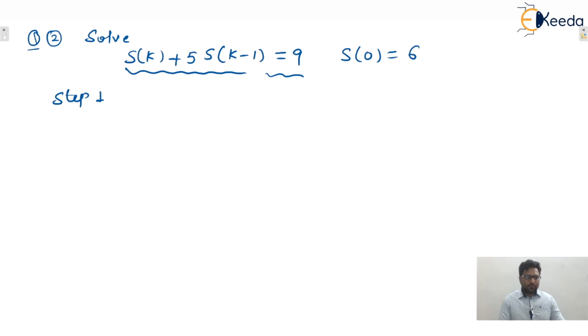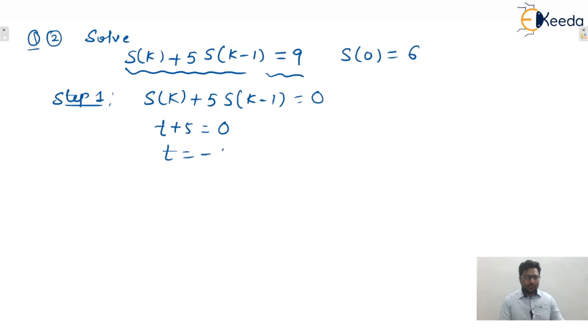Yes, write down step 1. s of k plus 5 s of k minus 1, put it equals to 0. Now write the characteristic equation: t plus 5 equals to 0. From here t will be minus 5. So what will be the homogeneous solution? That will be C1 into minus 5 raised to power k only.